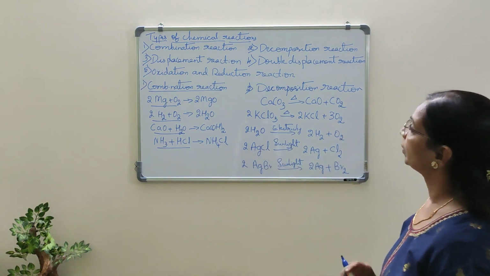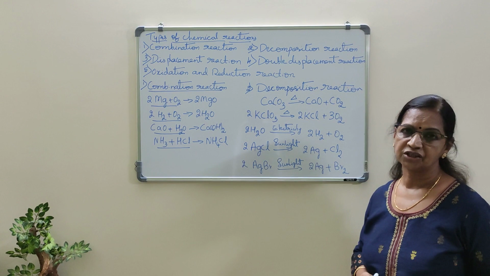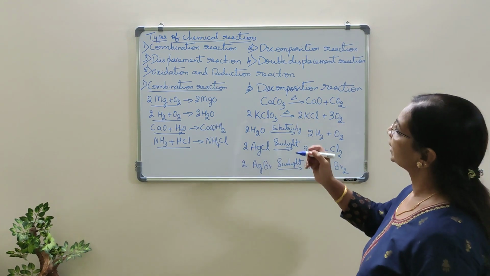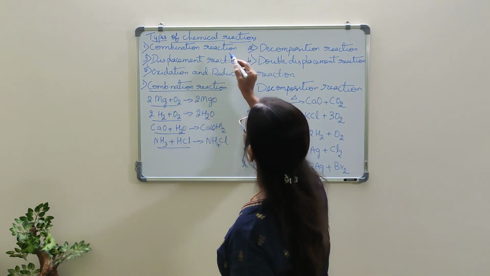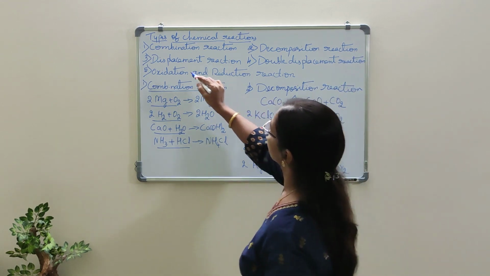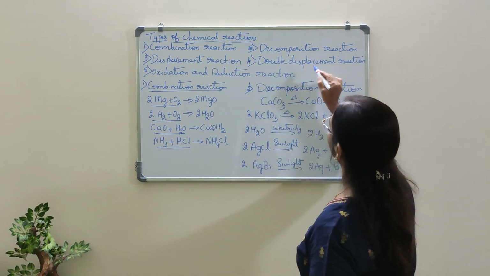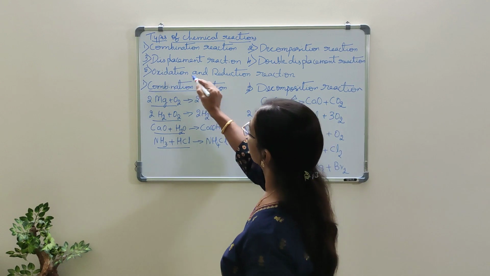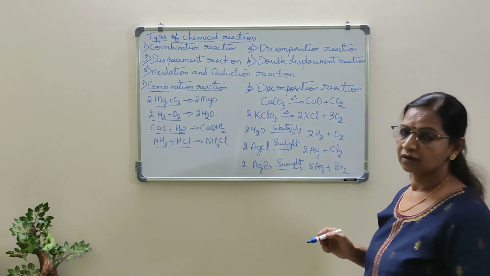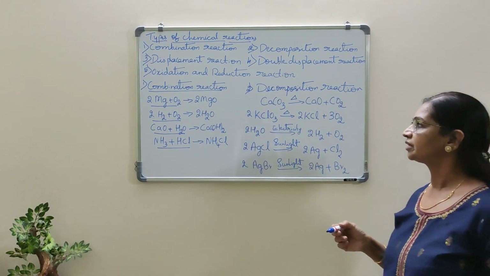Today we are going to learn about types of chemical reactions. The different types of chemical reactions are combination reaction, decomposition reaction, displacement reaction, double displacement reaction, oxidation and reduction reaction. First let us learn about combination reaction.